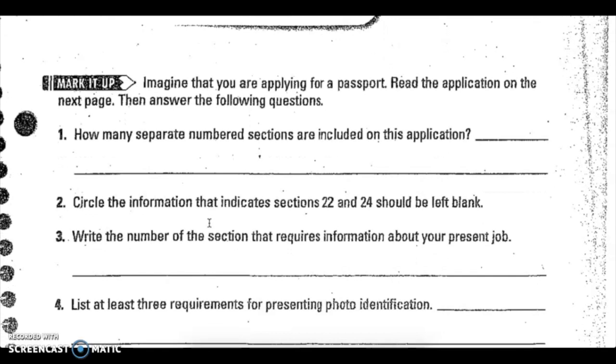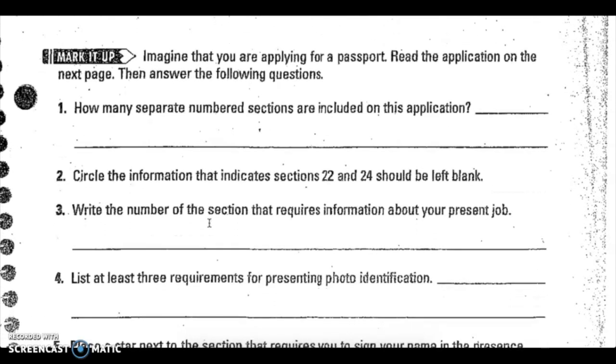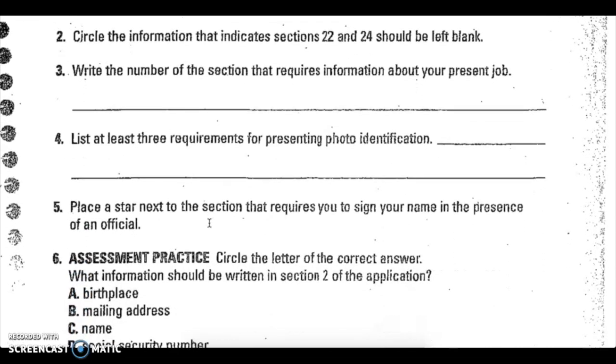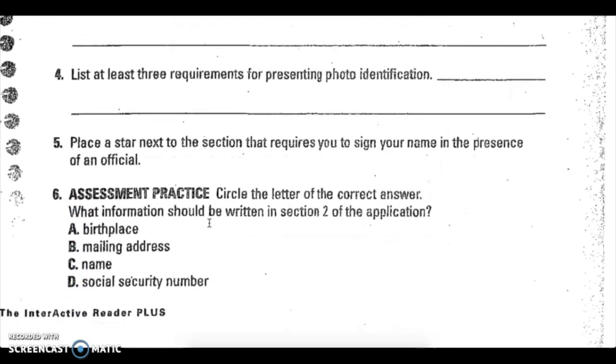Imagine you are applying for a passport. Read the application on the next page, then answer the following questions. How many separate numbered sections are included in this application? Circle the information that indicates sections 22 and 24 should be left blank. Write the number of the section that requires information about your present job. List at least 3 requirements for presenting photo ID.